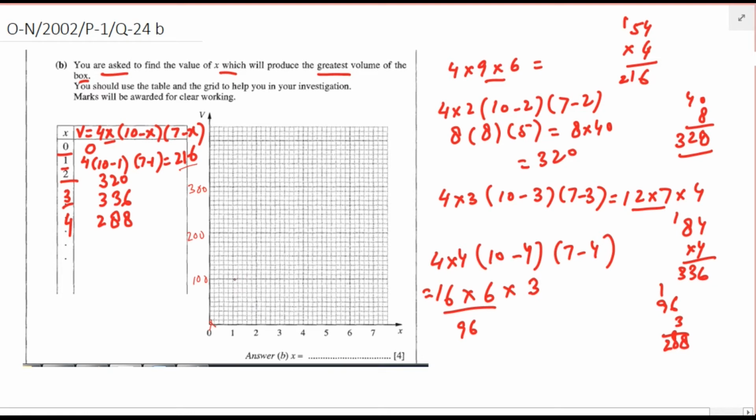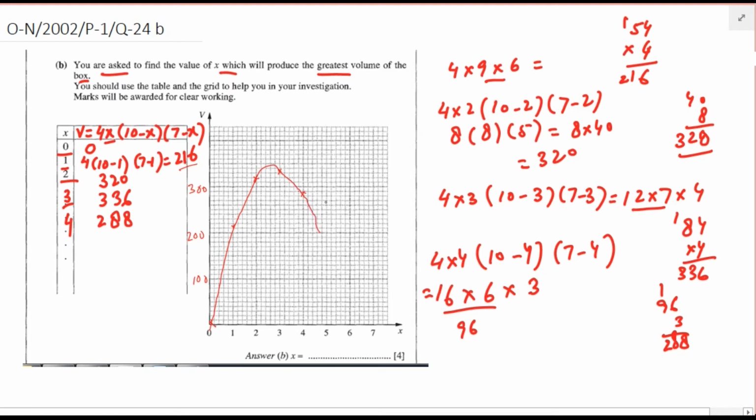Second point, for x is equal to 1, V is equal to 216 as shown. Third point, for x is equal to 2, V is equal to 320 as shown. Fourth point, for x is equal to 3, V is equal to 336, plotted as shown. Fifth point, for x is equal to 4, V is equal to 288, plotted as shown. Now connecting all points with a smooth curve on top as shown.